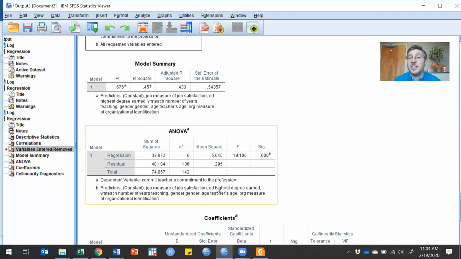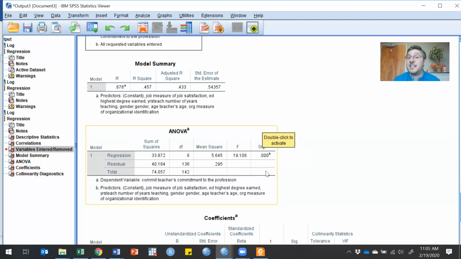This is your summary ANOVA table. This is basically the same summary ANOVA table that you have in a one-way or a factorial ANOVA. This would be your sums of squares between, and this would be your sums of squares within or error term. So this is your explained variation and your unexplained variation.